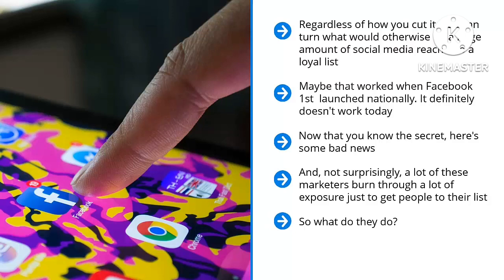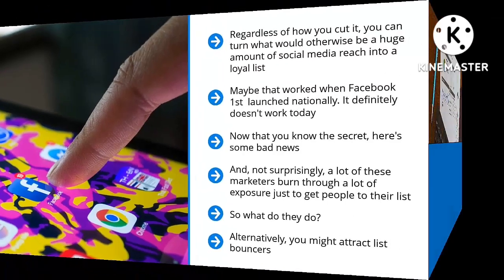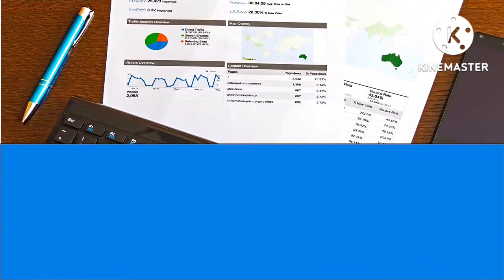It's much better to just have a very tiny list, because if you have a huge list and almost everybody doesn't do anything to put money in your pockets, you're going to be paying for those list squatters month after month. Alternatively, you might attract list bouncers. These are people who join your list just to get whatever premium you're offering, download it, and then promptly unsubscribe. They have effectively bounced from your list.